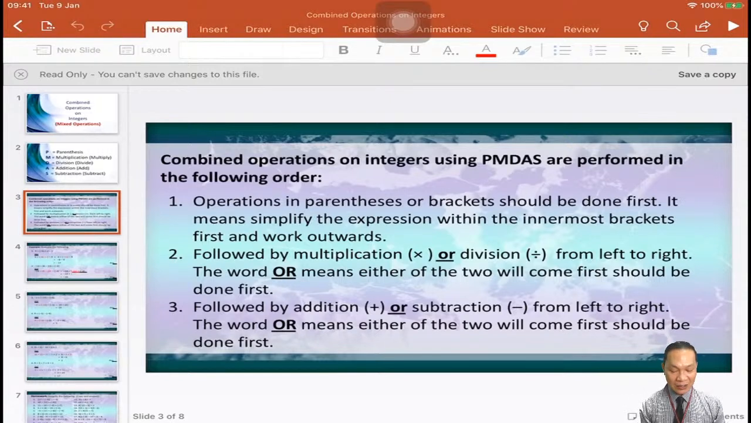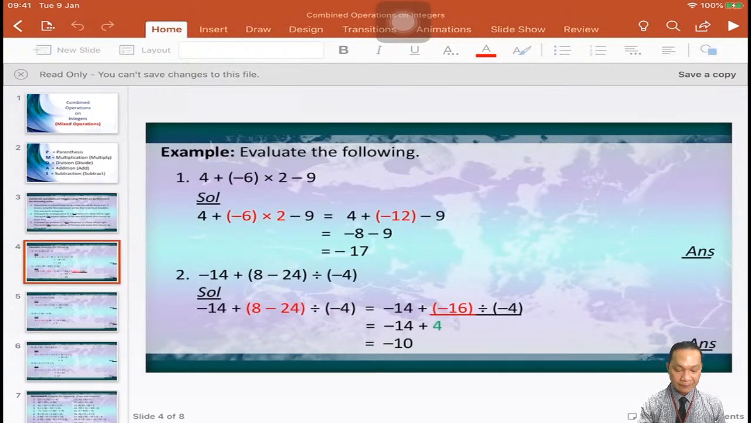All right, so let's move on to the next. We have an example. Evaluate the following. Number 1: 4 plus negative 6 times 2 minus 9.